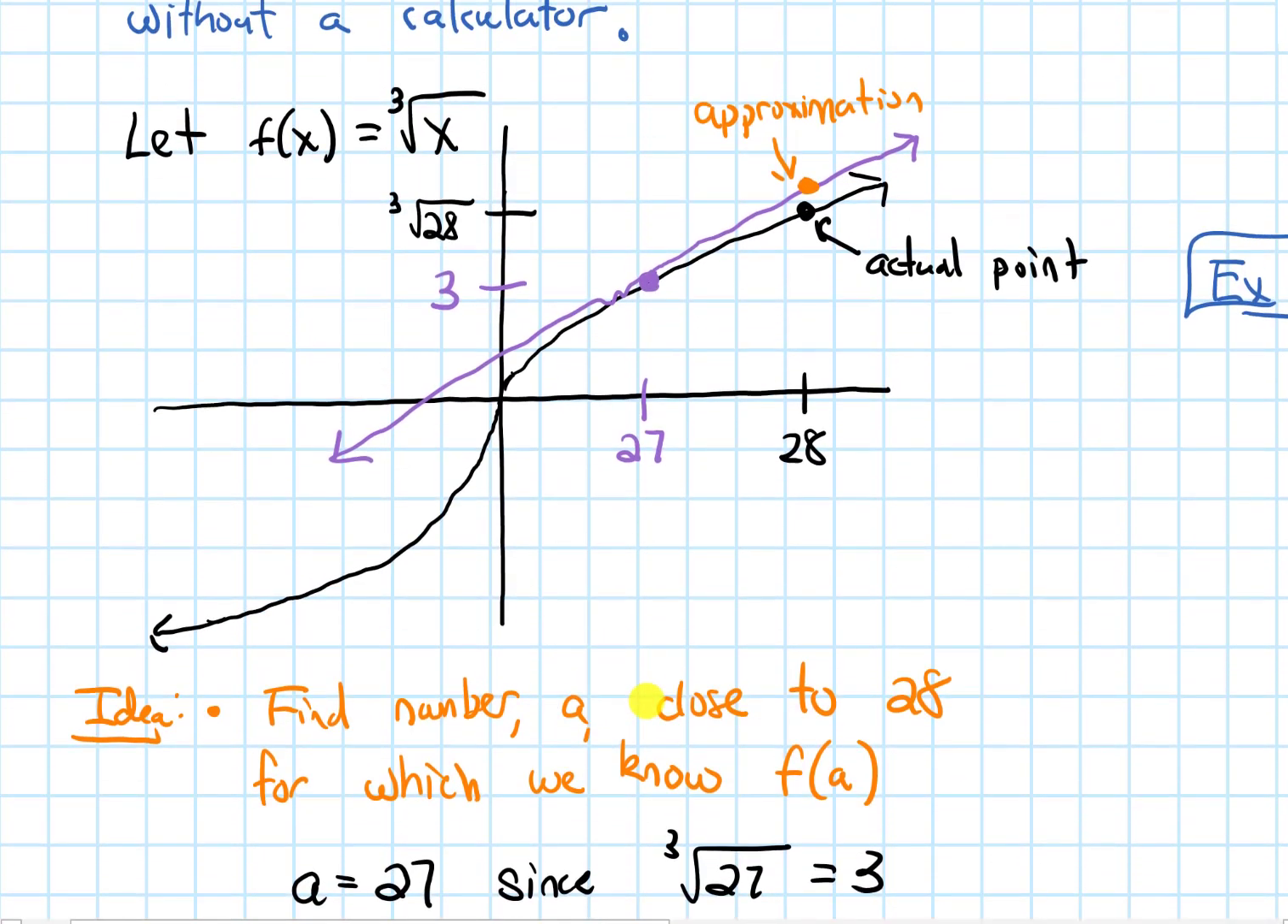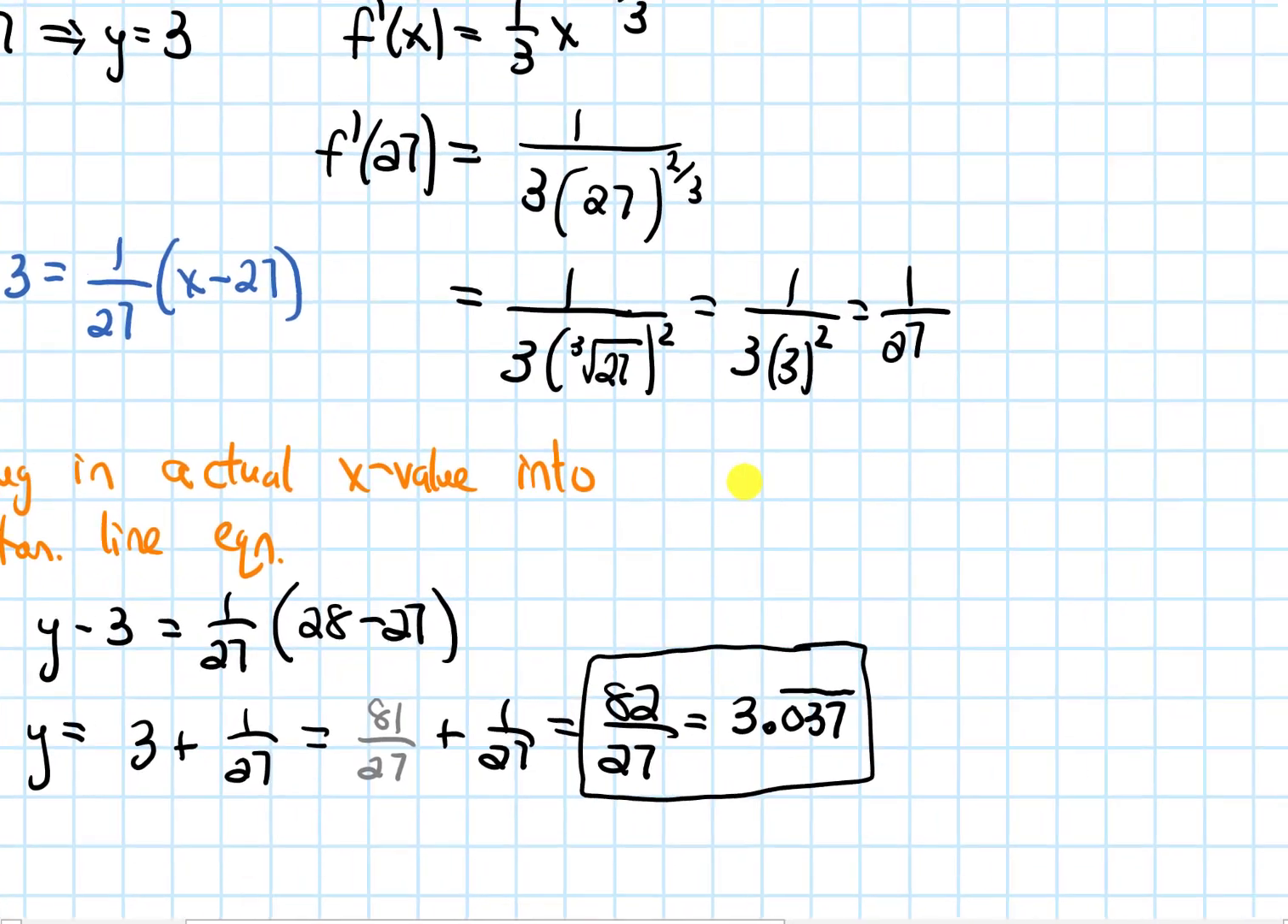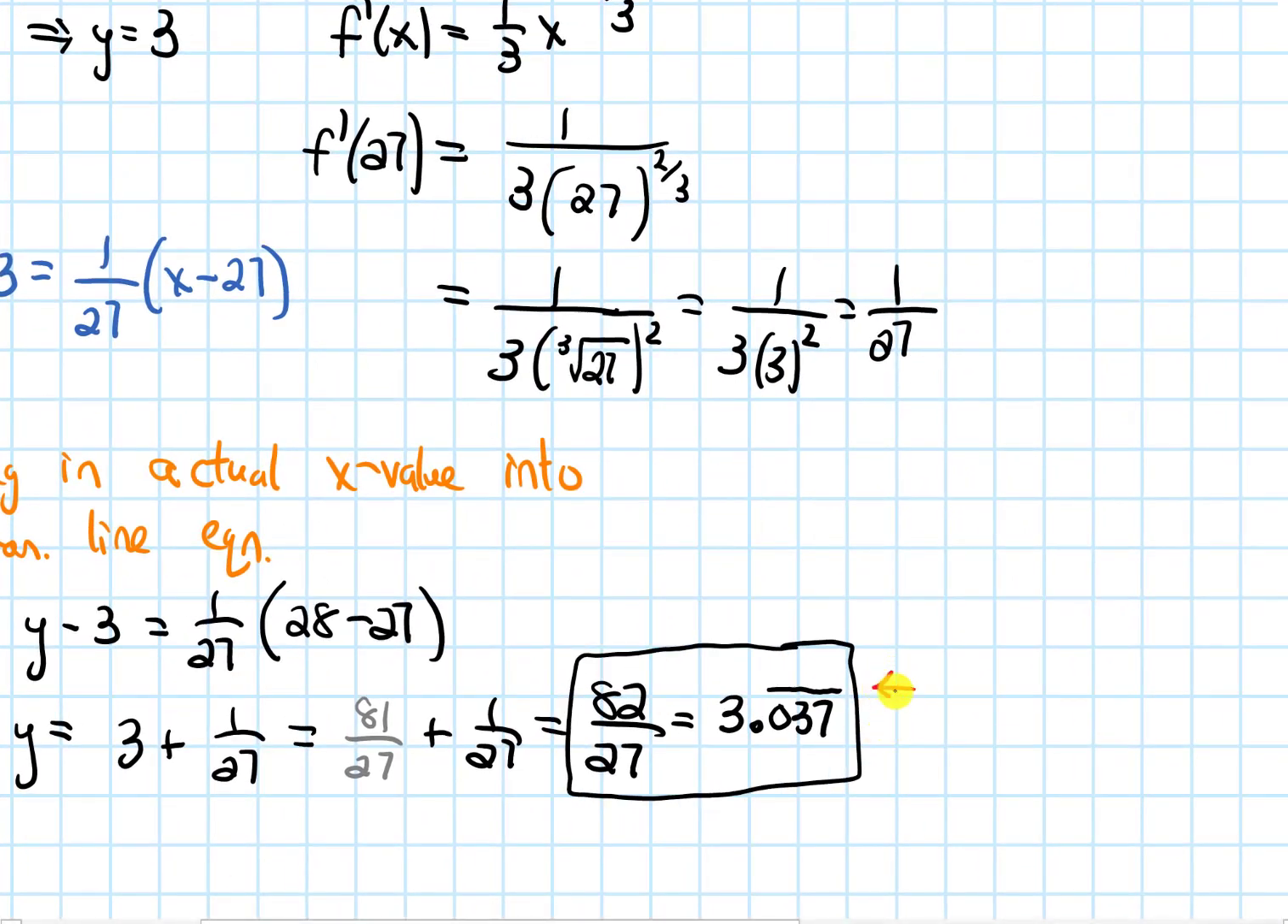And if we look at our picture, our approximation was higher up than the actual point. So our approximation is going to overestimate the actual value. So this overestimates the actual value.